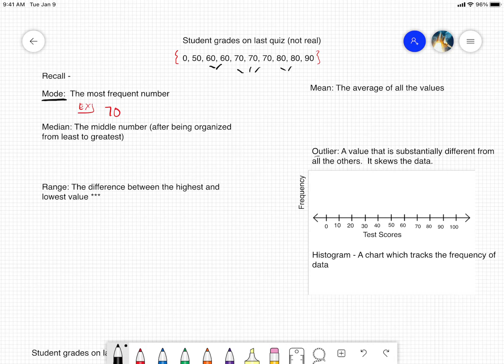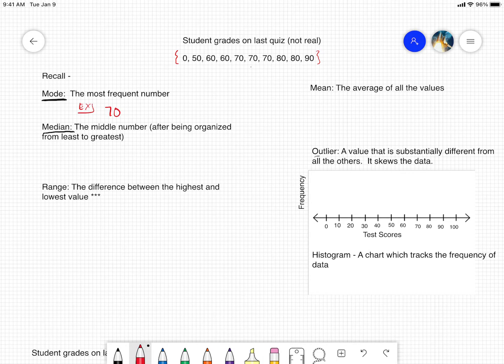Now the median is the middle number, but this one can get tricky. The most important thing we have to do is organize the data from least to greatest, and you should always practice doing that. Since this data is already organized from least to greatest, if I want to find the median, I have to look for the middle number.